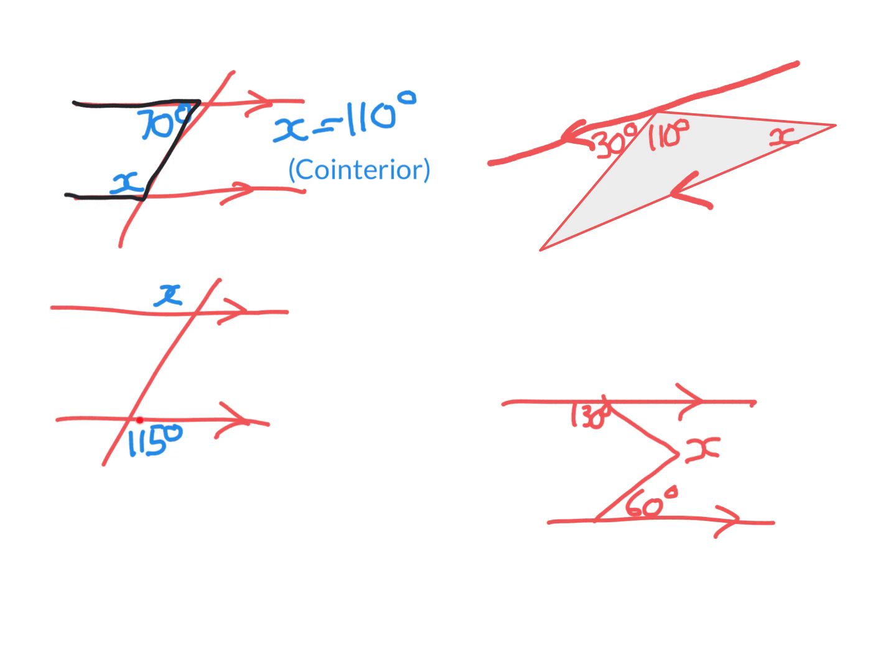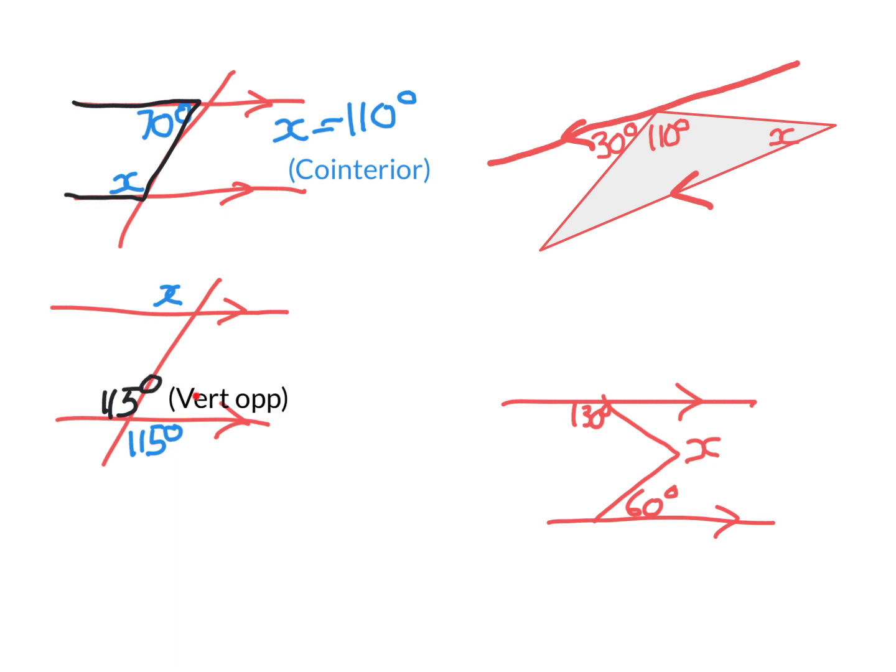See, just because these lines are parallel, it doesn't mean we forget what we learned on the very first slide about vertically opposite and supplementary angles. See, these two angles here are vertically opposite. Vertically opposite angles don't rely on parallel lines. It doesn't matter whether or not you have a pair of parallel lines. Vertically opposite angles are always equal. So this one here must be 115 degrees because they are vertically opposite.